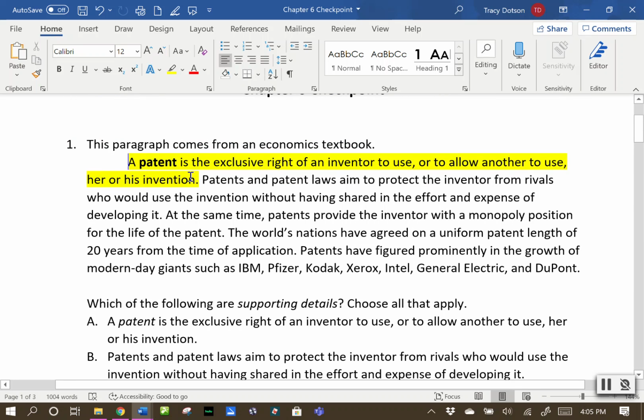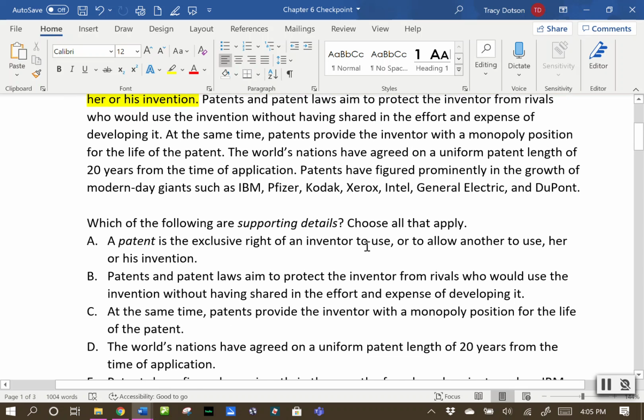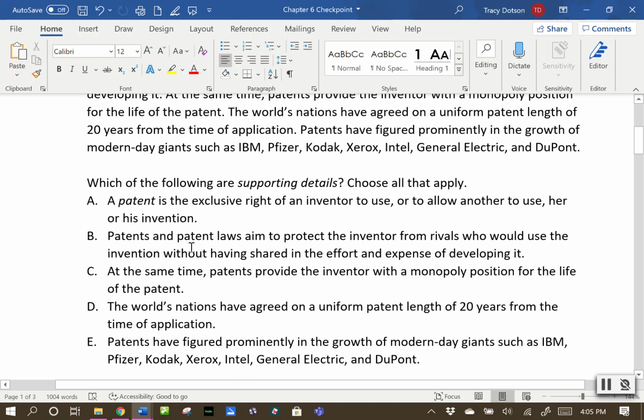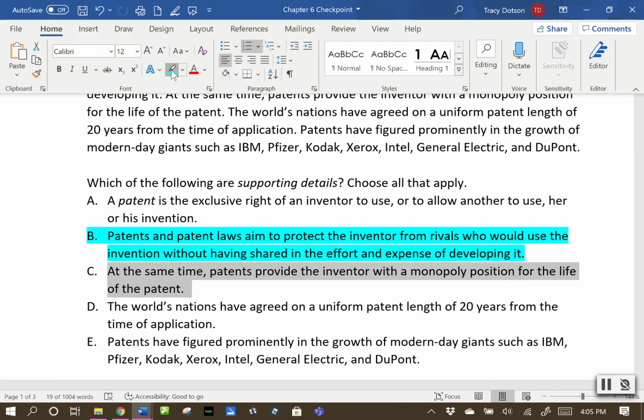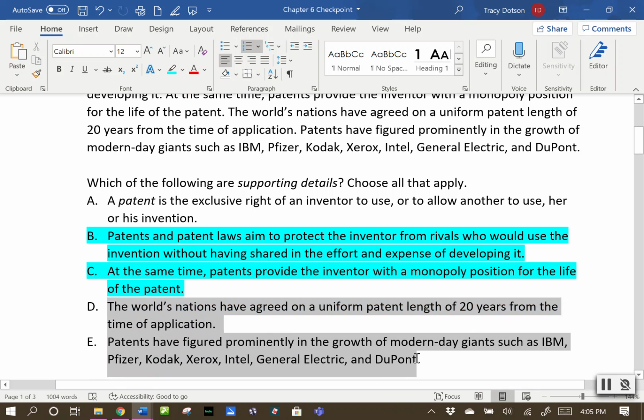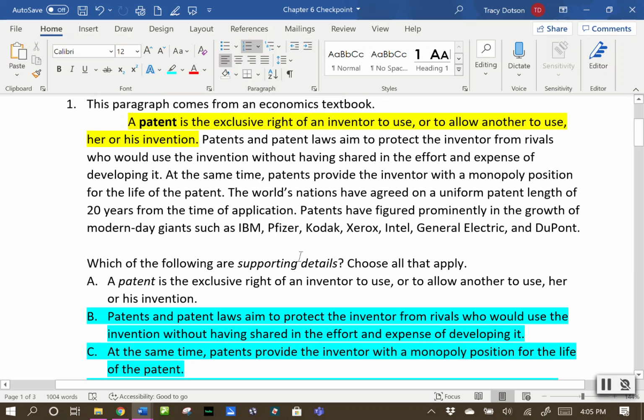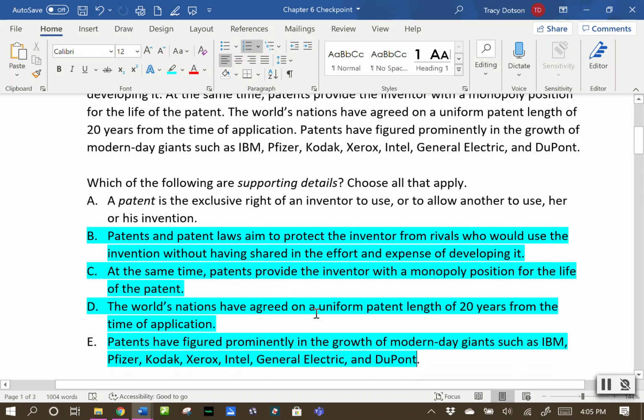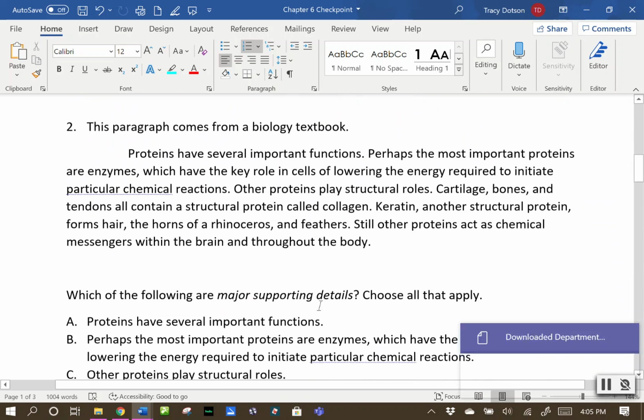So the stated main idea is never going to be a supporting detail. So it's not going to be A. But it will be B, C, D, and E. So that is our answer for number 1. Here they were just looking for supporting details, not major or minor ones, just supporting details. So all of these were supporting details. Number 2.